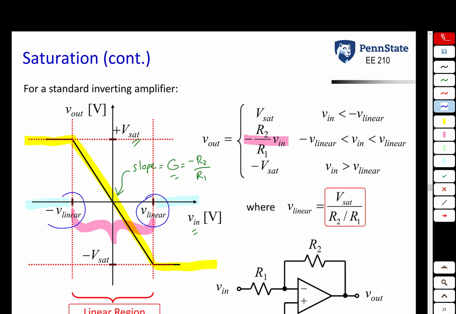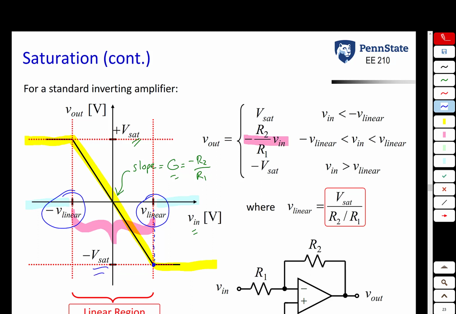The term V linear is sort of the boundary of where the input signal needs to be to avoid saturation. So what is V linear? V linear is the value of the input signal that causes the output to hit saturation. So when the input is V linear, it gets multiplied by G to give us plus or minus V sat.